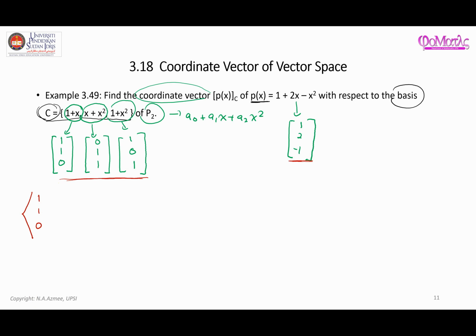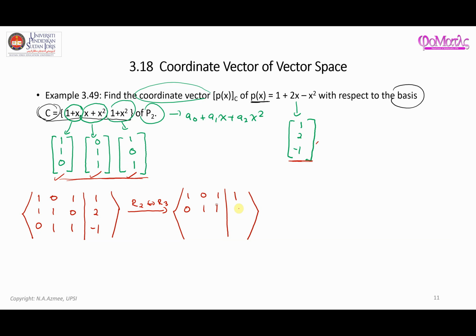So 1 1 0, 0 1 1, 1 0 1, and right next to it is this vector 1, 2, negative 1. Okay. Now maybe I want to switch the second row with the third row. So switch R2 with R3, and it looks like this: 1 1 0, 1 0 1, 0 1 1, with 1, negative 1, 2.